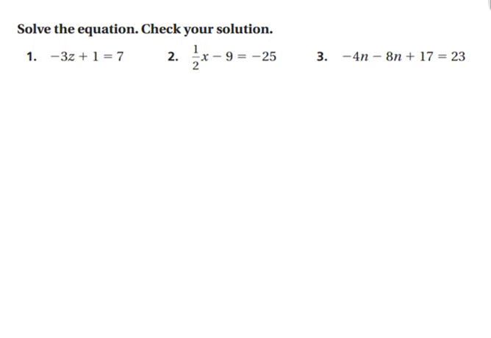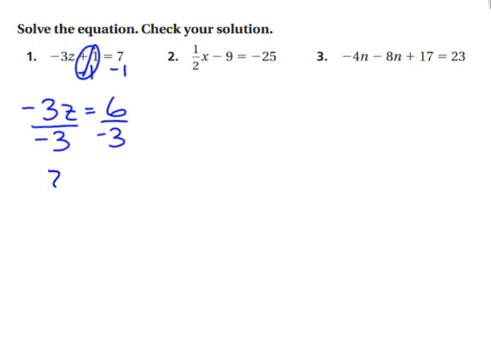All right, these ones, just a little bit more practice with solving equations. Number 1 is a two-step equation, so we'll start by subtracting 1 from both sides. So negative 3z is equal to 6. Divide by negative 3, and z equals negative 2.